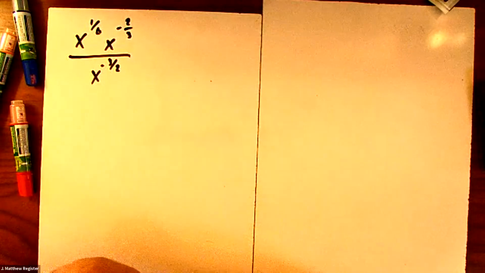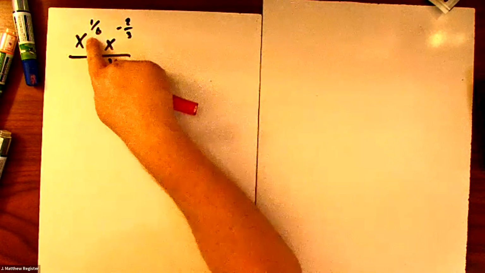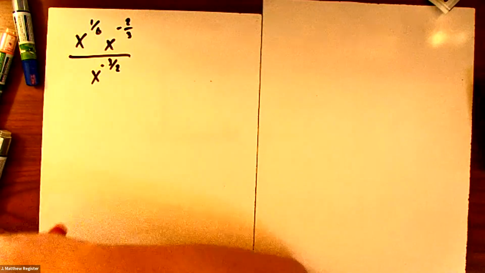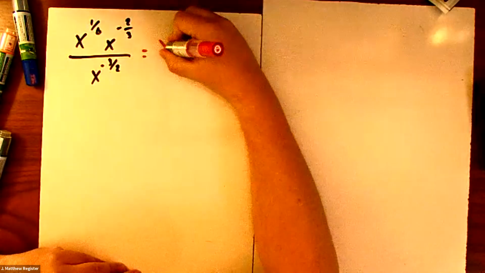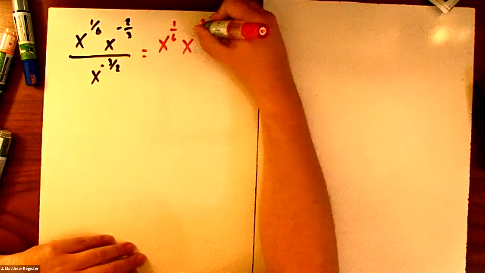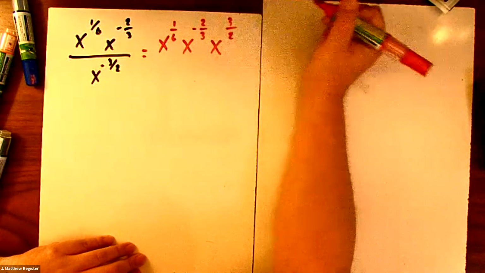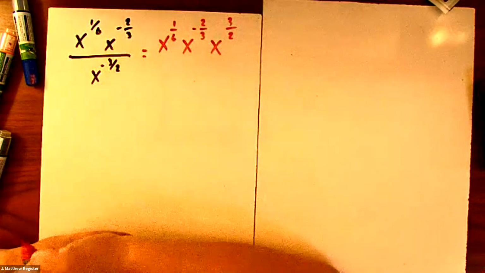We could turn it all into radicals in the first step, but instead what I would probably do is bring everything to the numerator. Because remember, when you're multiplying things like this, really you're just adding or subtracting your exponents. And so if we moved everything to the top, we would get x to the 1/6 times x to the negative 2/3 times x to the positive 3/2. Because when we move this to the numerator, it changes sign.